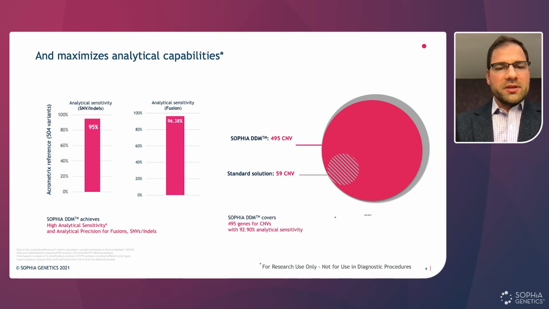I would like to now focus on the SOPHiA DDM for TSO500 and review a few key metrics to illustrate the performance and the utility of the SOPHiA bioinformatics workflow. So the TSO500 pipeline achieves high analytical sensitivity, as illustrated here by the 95% sensitivity for SNVs and indels, and more than 96% sensitivity for fusion detection. The pipeline performs equally well analytically in terms of detecting CNVs. But what our customers actually like the most is the extended coverage of CNV genes. So our bioinformatic pipeline from SOPHiA covers 495 genes for CNV detection compared to 59 genes that are covered by the standard solution out there.